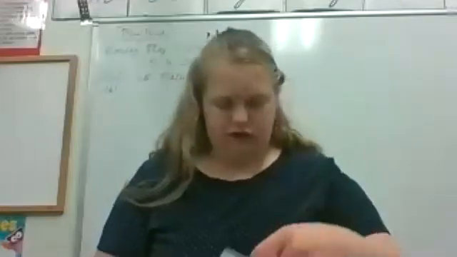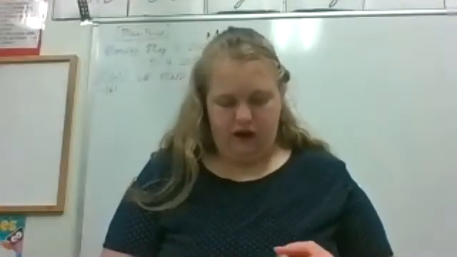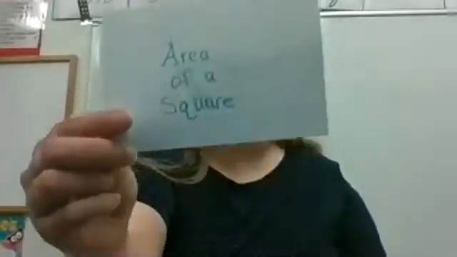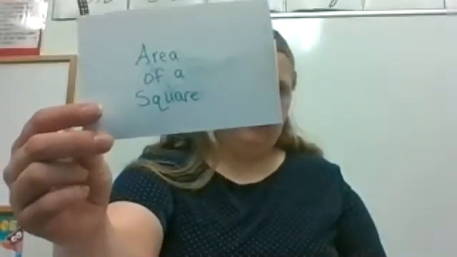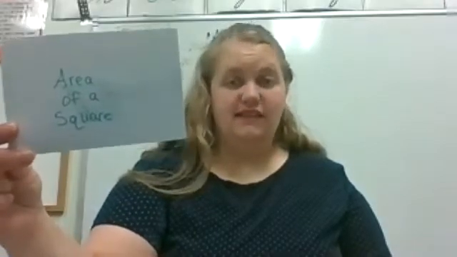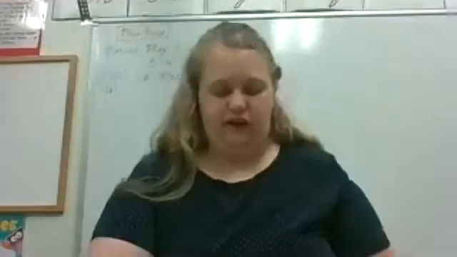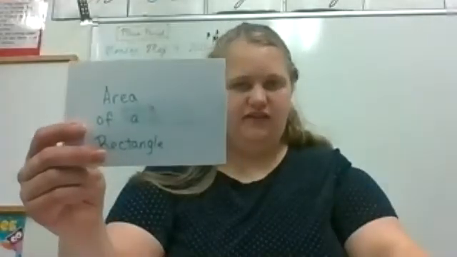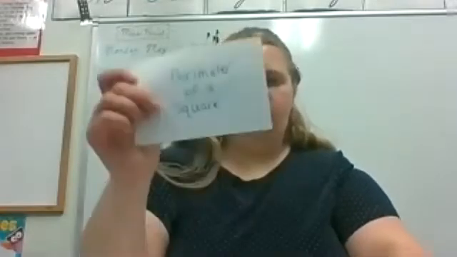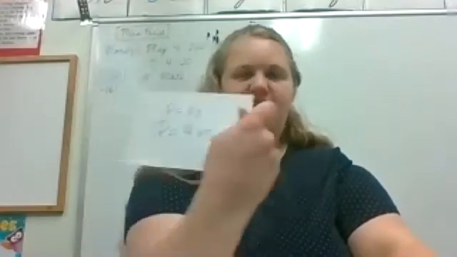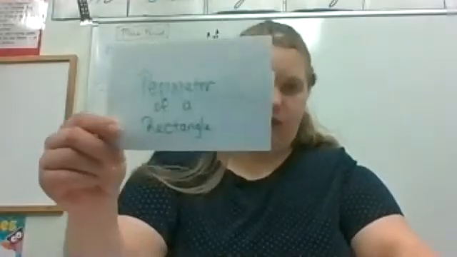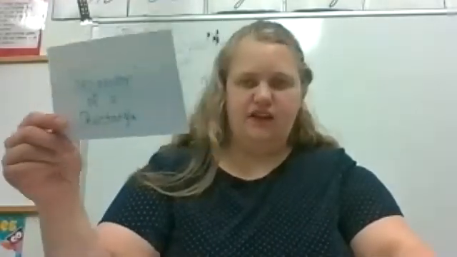Okay, some of my cards are backwards. All right. What is the area of a square? What's the area of a square formula? A equals S times S, or side squared, right? Okay, very good. What is the area of a rectangle? A equals L times W, good job. Perimeter of a square. P equals 4 times side. Perimeter of a rectangle. P equals 2 times L plus 2 times W.